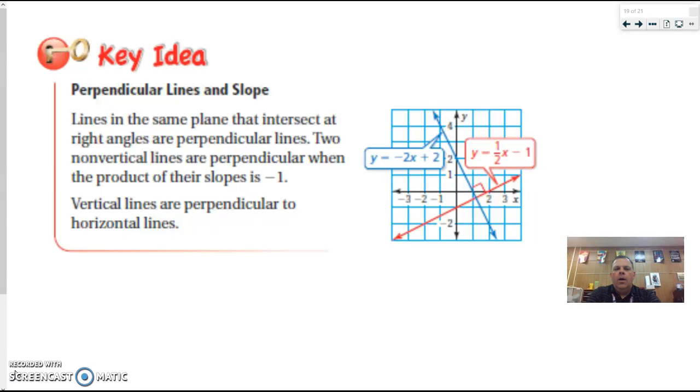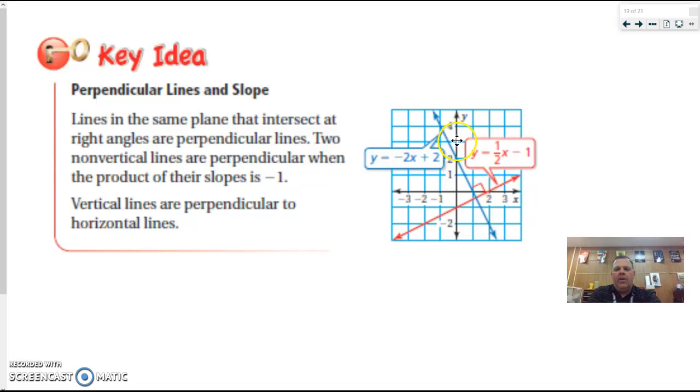On this slide, perpendicular lines and slope. Lines in the same plane that intersect at right angles, like this, are perpendicular lines. Two non-vertical lines are perpendicular when the product of their slopes is negative 1. Vertical lines are perpendicular to horizontal lines.